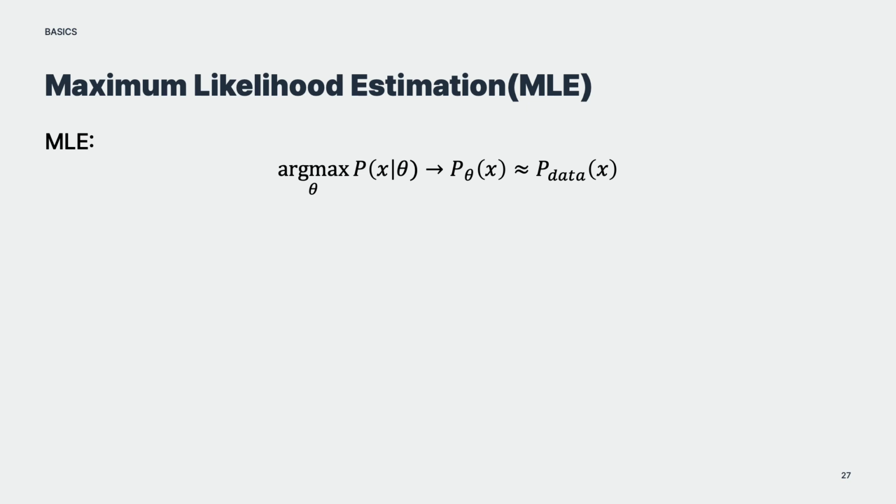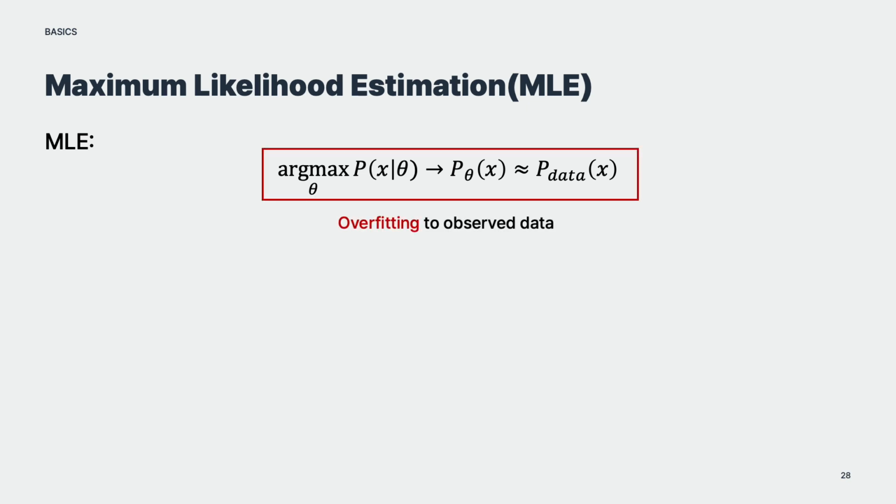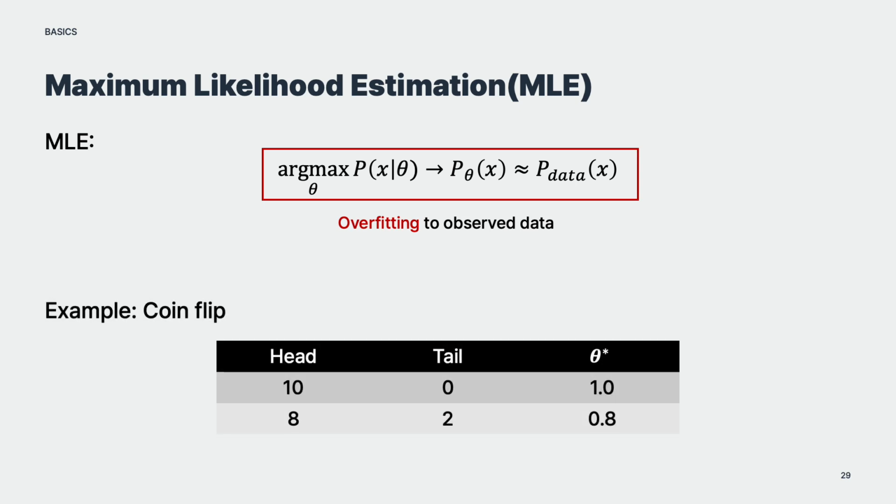However, MLE also has limitations. Since it maximizes the likelihood based solely on the observed data, it is prone to overfitting, meaning it can tailor itself too closely to the specific dataset it was trained on. Consider the table below as an example. If we flip a coin 10 times and observe 10 heads and 0 tails, then the model that best explains the observed data under MLE would assign a probability of 1.0 to heads. Likewise, if we observe 8 heads and 2 tails, the MLE solution would be 0.8.